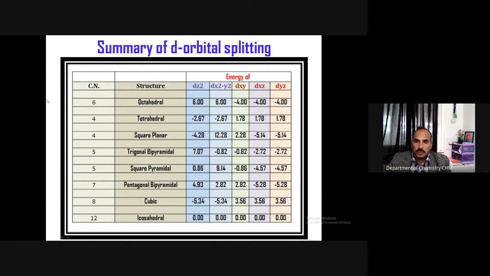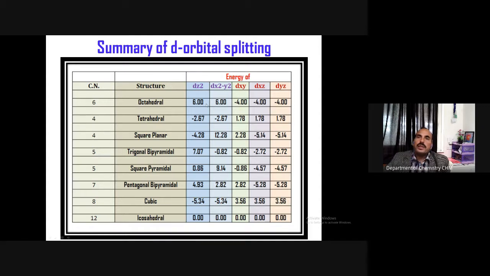This is a summary of the d orbital splitting in most of the important geometries that we will come across. I started with describing octahedral geometry, coordination number 6. Okay, this is in terms of Dq, the 10 Dq. So I was saying 0.6 delta O is equal to 6 Dq. So dz square and dx square minus y square is 6 Dq, and dxy, dxz, dyz are minus 4, minus 4, minus 4.